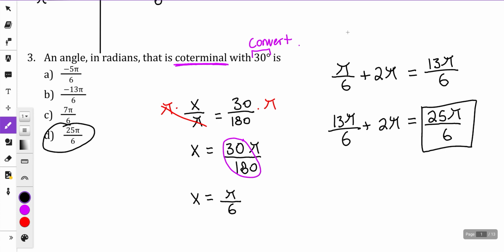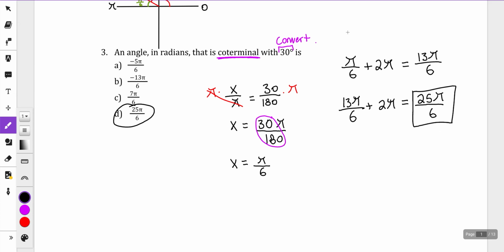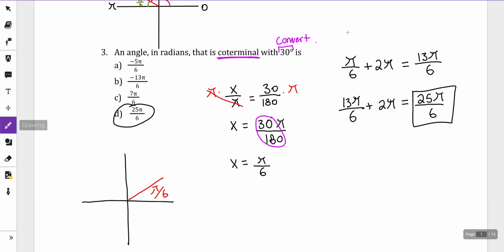Yes? Can you explain why 7 pi over 6 doesn't work? 7 pi, if we think about a sketch, which is another way to approach this question, pi over 6 is here. Yeah? 7 pi over 6 is here. Because that would be 6 pi over 6, and then 7 pi over 6. And you could sketch it to help you realize which one of these works and which one doesn't.